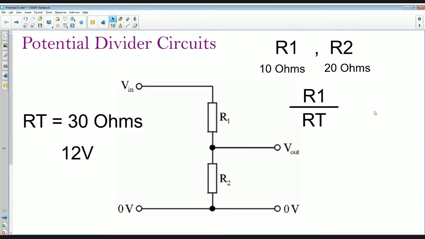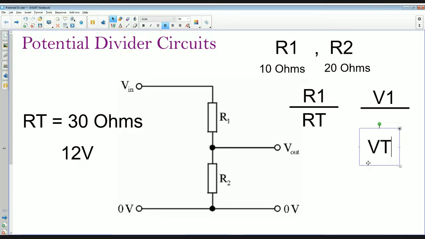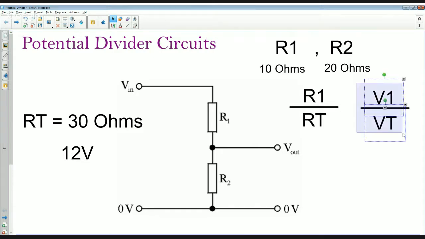So it's a fraction of this. Now, it is also divided by the fraction. If I want to know what happens in V1, R1 will correspond to V1, the potential difference across R1, divided by the total voltage, which is VT, which is 12 volts. Now, this ratio is actually equal to that ratio. From here, you can do a simple calculation.